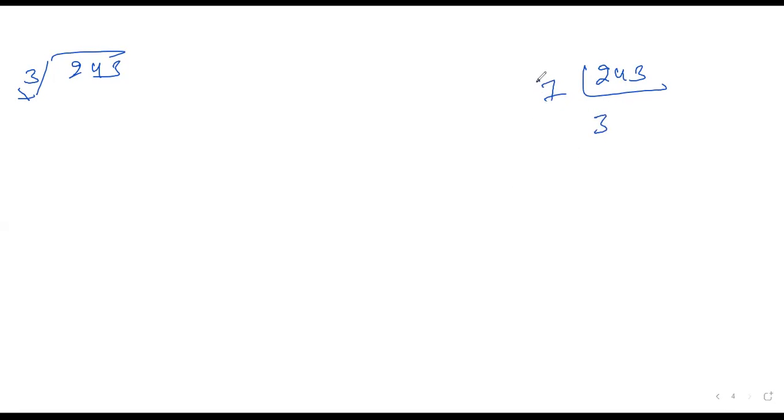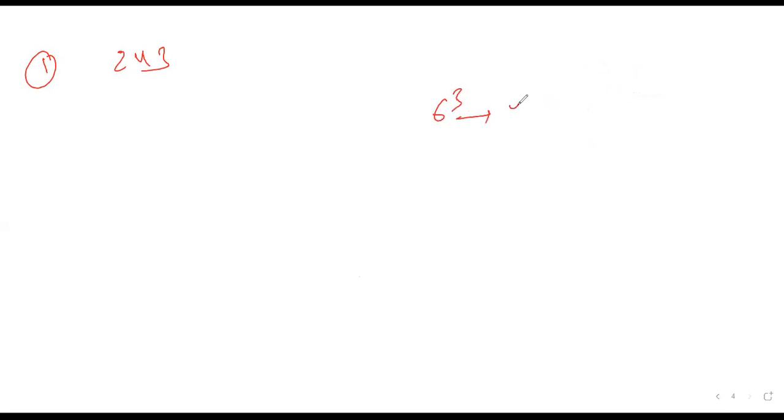It does not appear to be a perfect cube. Clearly 243 is not perfect. So we are checking 243. What is the 6 cube? 216. I'll write 6 cube is 216.